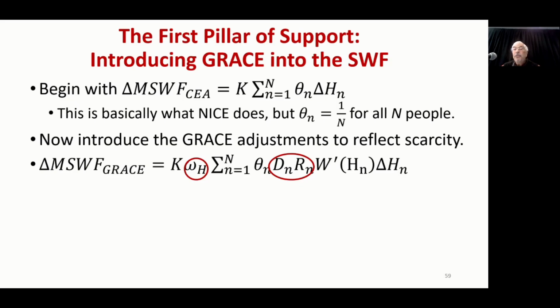So now we're going to add up the gains in health, and the marginal utility of those is going to reflect the disability multiplier and the severity of illness multipliers. That's the social welfare function change monetized in GRACE. And again, there we have the marginal utility there.